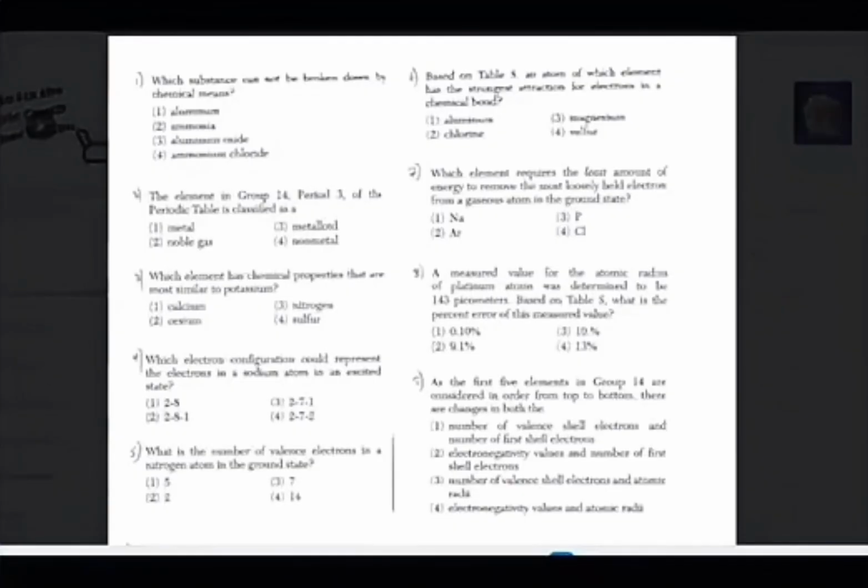Question 6, you're directed to table S, so that makes life a lot easier. But now you have to know that an atom of which element has the strongest attraction for electrons in a chemical bond is for the term known as electronegativity. The electronegativity, either the word or the definition, I guarantee you're going to see on your Regents exam. They love dealing with electronegativity.